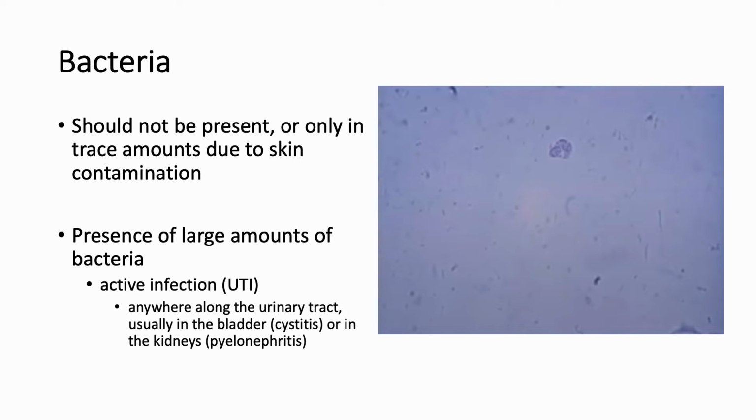So bacteria in the urine should ideally not be present, or can only be identified in trace amounts because of possible skin contamination. However, the presence of large amounts of bacteria can be clinically significant, indicating active urinary tract infection anywhere along the urinary tract, usually in the bladder, termed cystitis, or even in the kidneys, or pyelonephritis. So the presence of bacteria can be reported when identified in fresh specimens and in conjunction with WBCs.